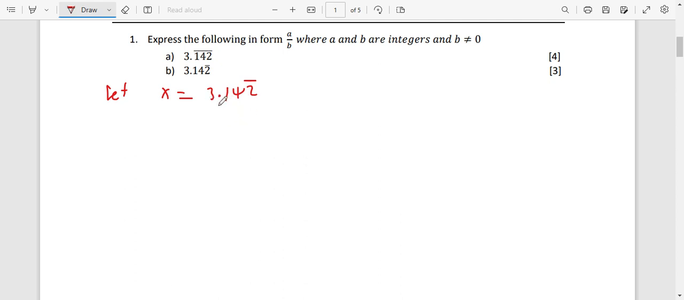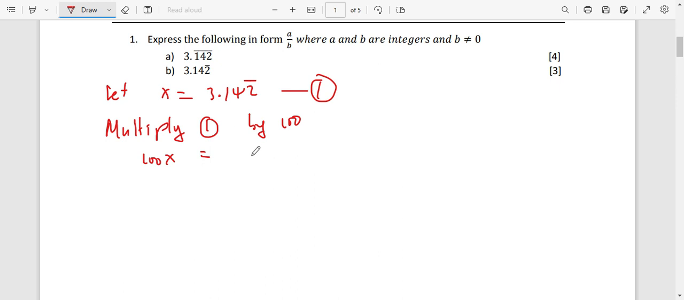So how many times can I move the decimal point so for it to be in front of the bar? Very good. So this is equation 1, meaning that I'm going to multiply it by what? To move it 2 times? Good. Multiply 1 by 100. So that will be x times 100, that is going to be 100x. And then 3.142 by 100, that is going to be 314.2. Okay, this is going to be equation 2.